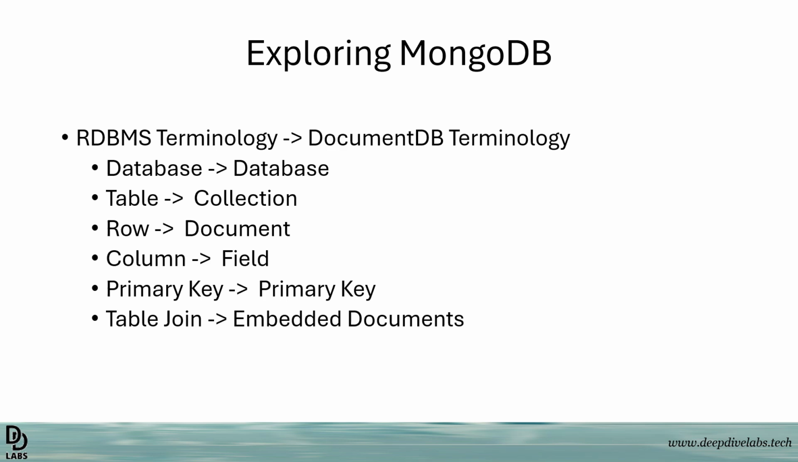So, while exploring MongoDB, some of the RDBMS terminologies that we have looked at, what are they called in MongoDB? A database refers to a database only. A table is typically called a collection, right? So, a database is a set of collections. Then a row is essentially the document. The column corresponds to the field. The primary key is primary key. As I said, MongoDB does provide some kind of table join. It's called embedded documents. So now let's go on to create our MongoDB cluster on the cloud and get started.